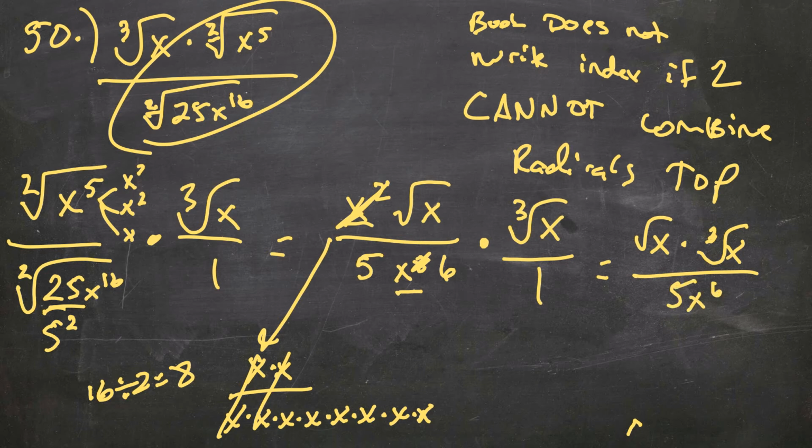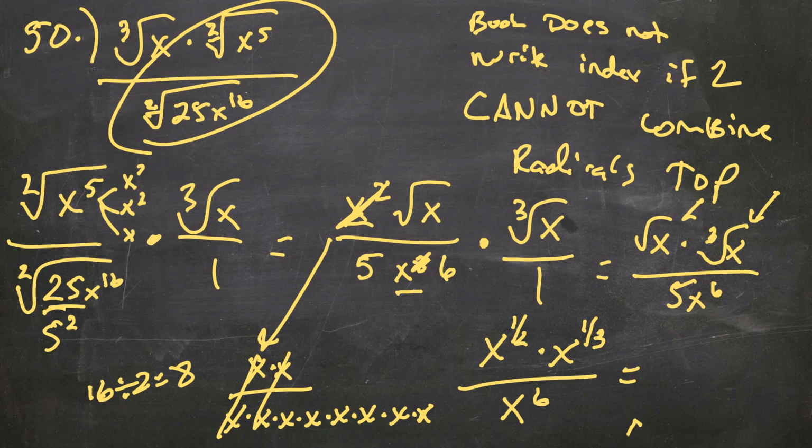Well, I'm going to use my a to the m over n formula, and I'm going to rewrite these. So I'm going to rewrite that and that. I'm going to make it x to the 1/2 times x to the 1/3 all over x to the 6th. Matching bases. The reason I did this is now I'm matching bases, so I can add 1/2 and 1/3. I get x to the 5/6 all over x to the 6th.